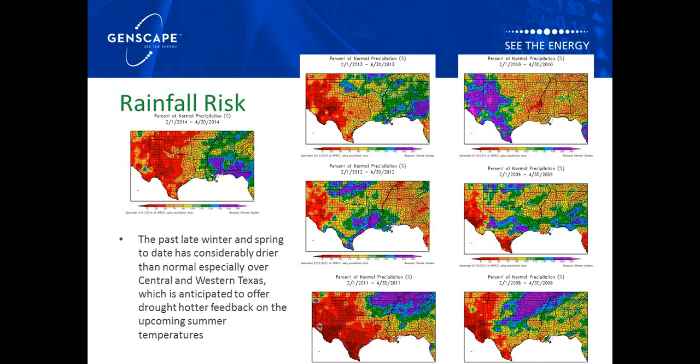This is a look at our rainfall risk. This is the percentage of normal precipitation over the past 6 springs. The graph on the bottom left is the spring that preceded the very hot summer of 2011. You can see that we had a very dry spring, particularly out in western and southern Texas, and that really helped to fuel the drought, and we saw very hot and dry conditions across Texas for most of that summer.